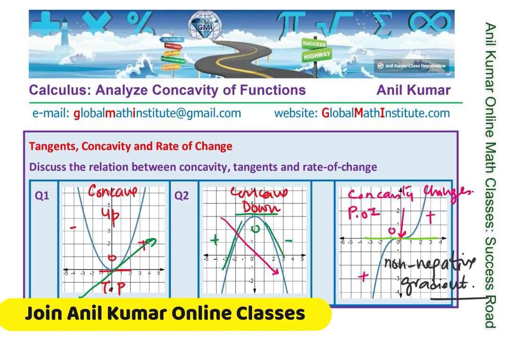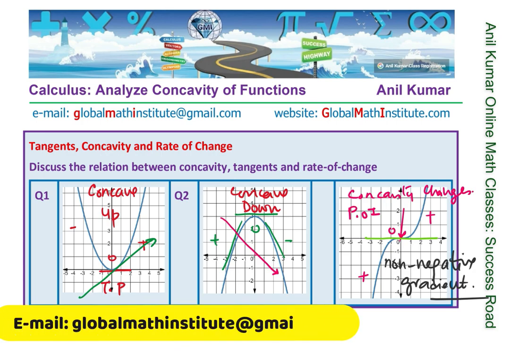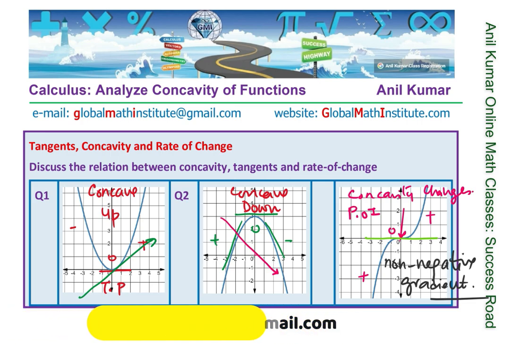Perfect. So I hope with this, the concept, whether the tangent is below the graph, above the graph, what type of graph it is, concave up, concave down, is it a turning point, or is it a point where the concavity changes? I think these concepts are very clear to you from this particular explanation.